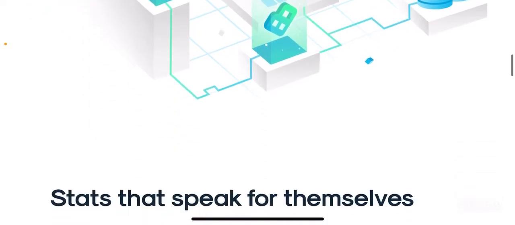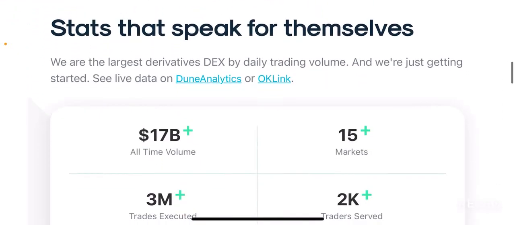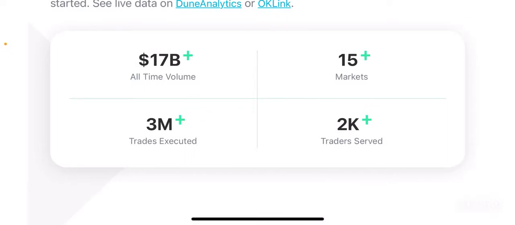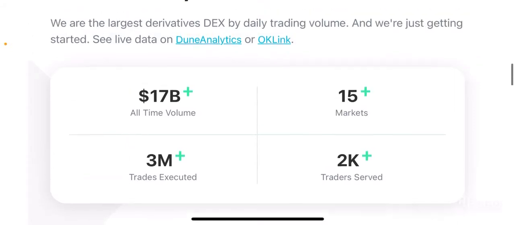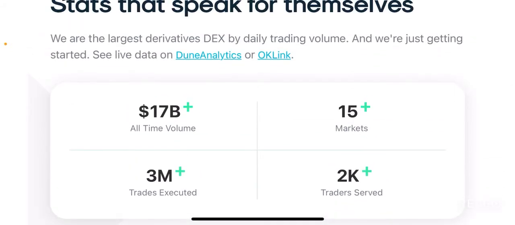So again, there's also quick graphics and information about the protocol itself, stats that speak for themselves. They have an all-time volume of more than $17 billion. They have more than 15 markets, which again will include cryptocurrencies and non-crypto assets. They have more than 3 million trades executed on their platform and more than 2,000 traders they are serving currently. You can also get other information by clicking on Dune Analytics or the OK link here.